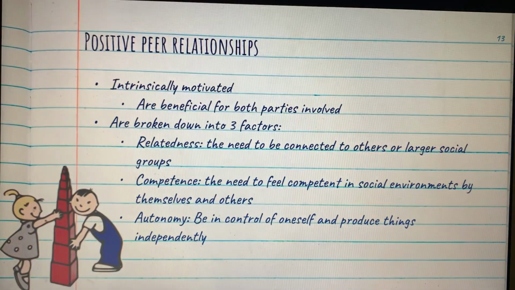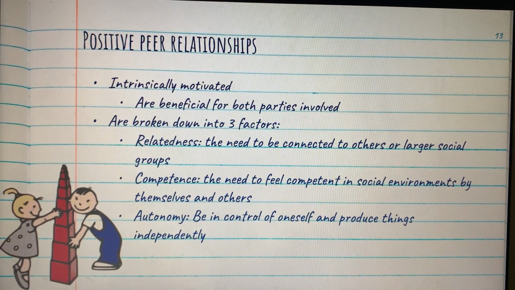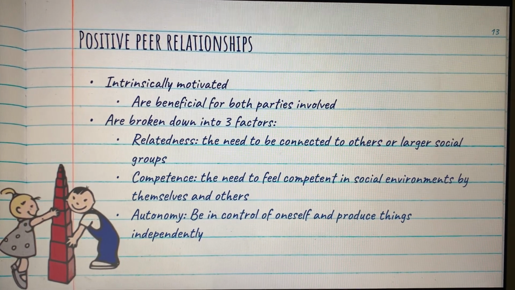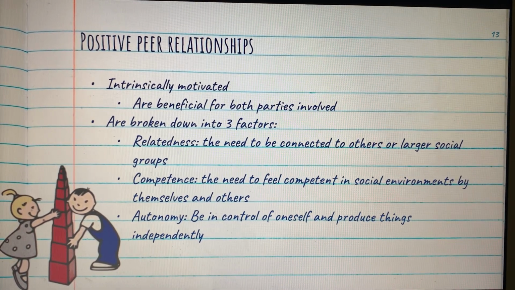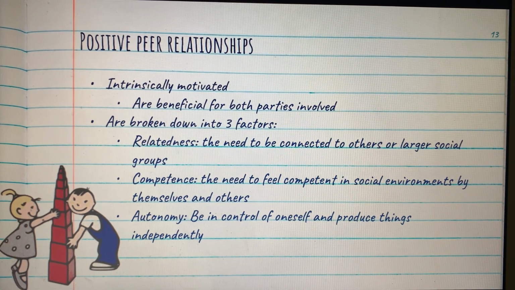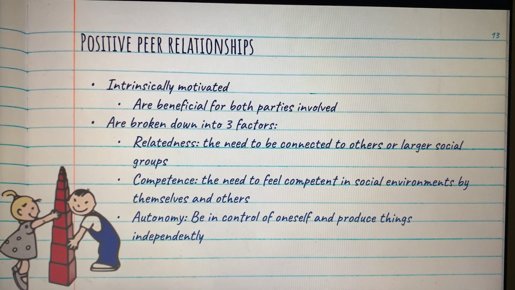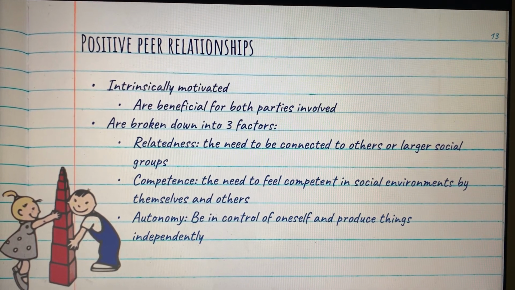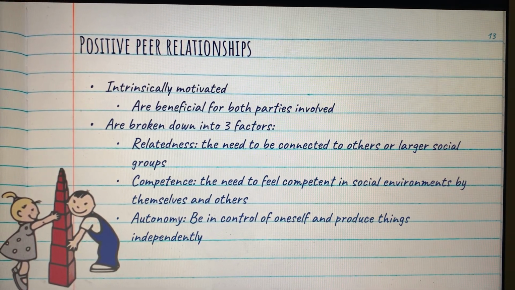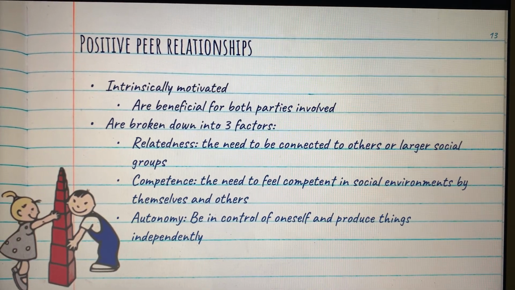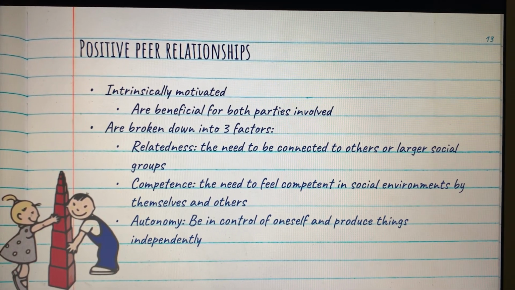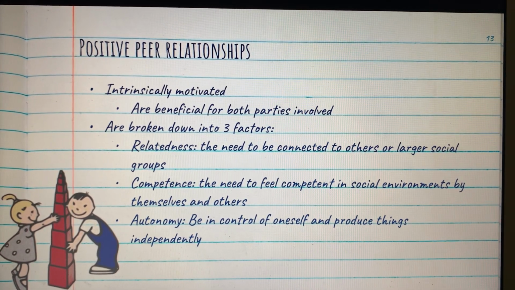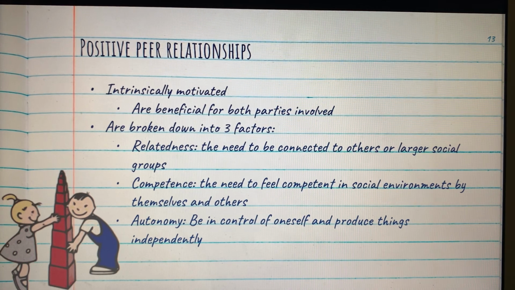Now, some of the positive things within positive peer relations: positive peer relations tend to be intrinsically motivated. So they're beneficial for both parties involved, and they tend to be motivated solely on the fact that it is positive for both peers, or whoever is involved, and that also contributes to them wanting to continue because it is something that makes them feel good.